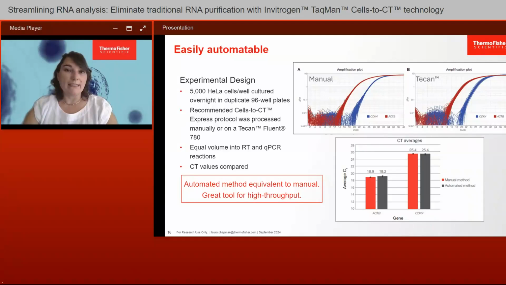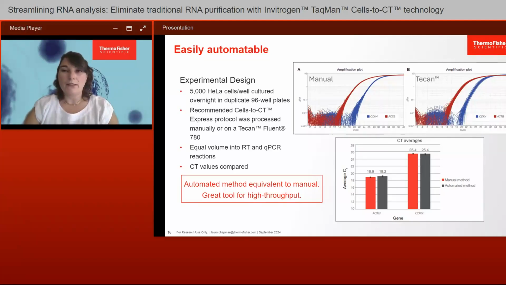And I briefly mentioned that it's very easy to automate, and it's because it has such a simple workflow. You don't need to do any centrifugations. There's no heating steps and no incubation steps at different temperatures. So it makes it really easy to automate. And so we did an experiment here where we plated 5,000 HeLa cells per well in a 96-well plate and a duplicate 96-well plate, and then processed the plates either manually or using the Tecan Fluent 780. And then because they had equal volume for the lysates, we were able to add equal volume to the RT and qPCR reactions so that we could directly compare the CT values.